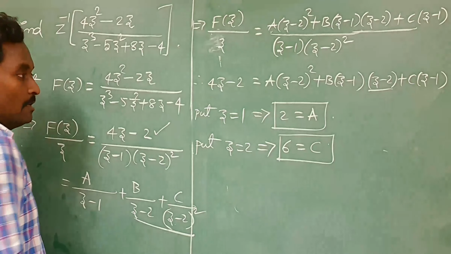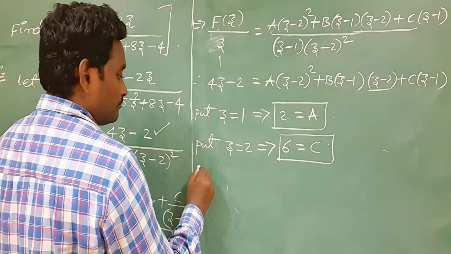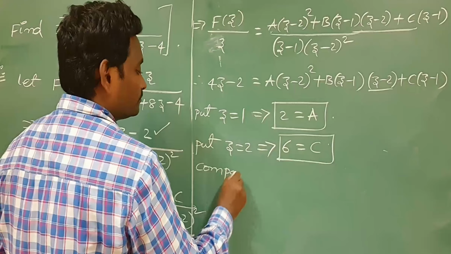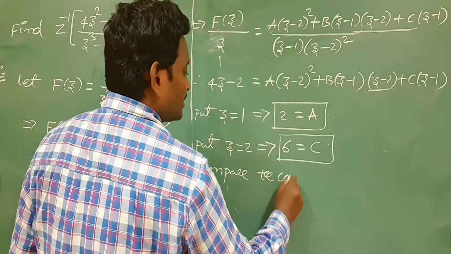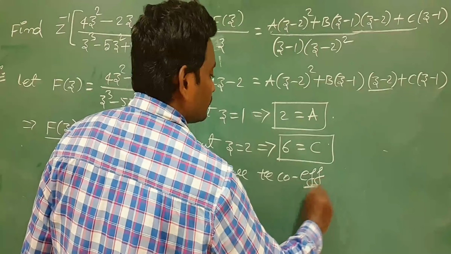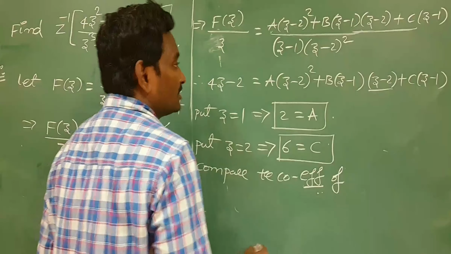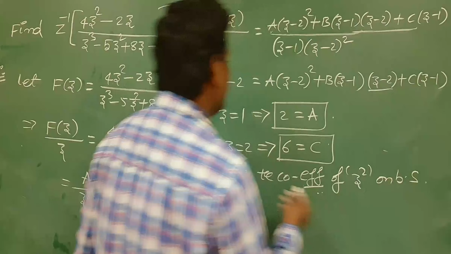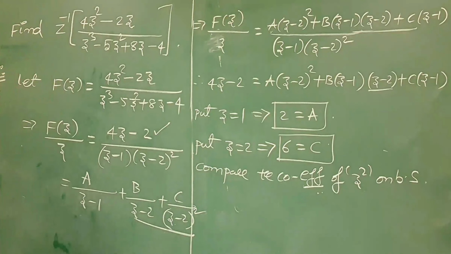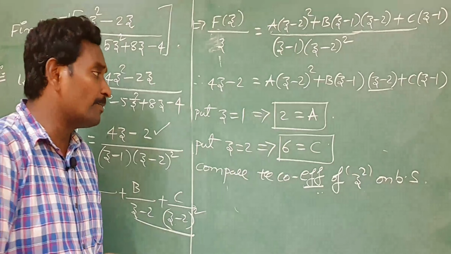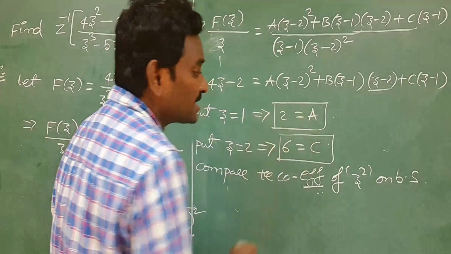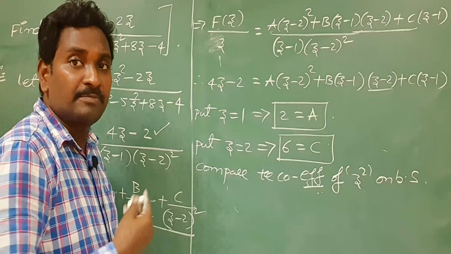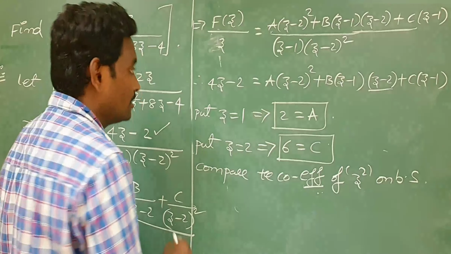Now for the B value, compare the coefficient of z square on both sides. Otherwise you can equate the constant terms on both sides. Otherwise put z is equal to 0, because already we got two values A and C. For the other value you can replace z is equal to 0 also, as you wish.